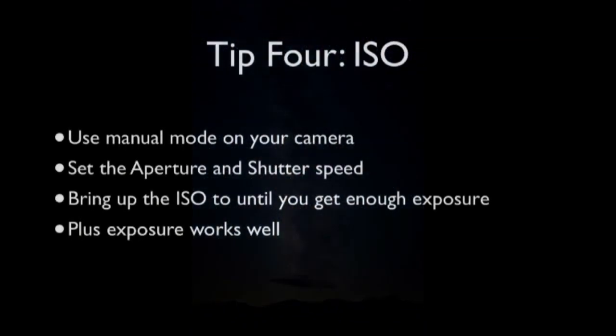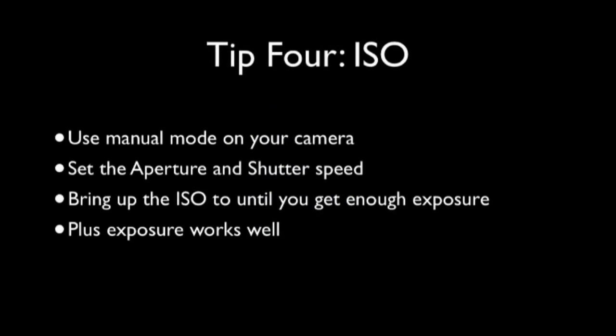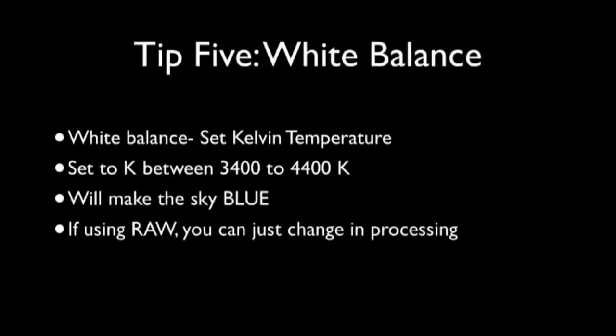And tip 4 is ISO, and I use the manual mode of my camera. So we're going to set the aperture based on the lens, so wide open aperture. Then we set the shutter speed based on the focal length. And then we're going to bring up the ISO until you get a good exposure in the camera. And if you're looking at the actual meter, it's going to be on the plus side.